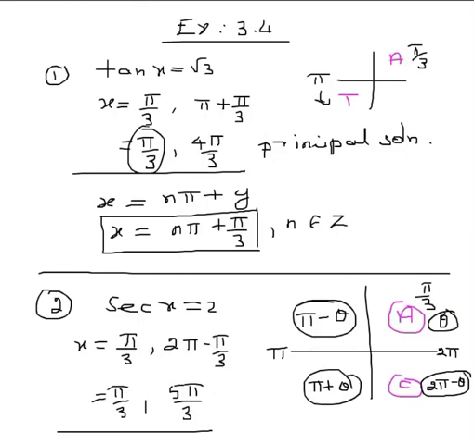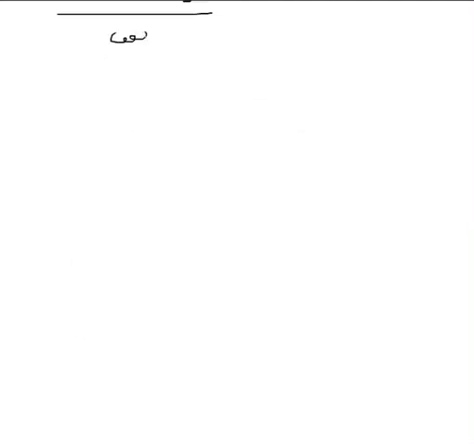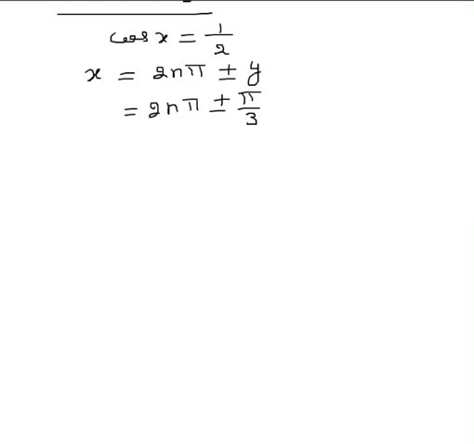Now let us write the general solution. For the general solution, we have formulas only for tan, sine and cos. So let us change this equation to cos. Cos x is half. So the general solution for cos x is equal to cos y is x is equal to 2n pi plus or minus y. I told you we write the smaller principal solution, which is pi by 3. This is the general solution where n is an integer.